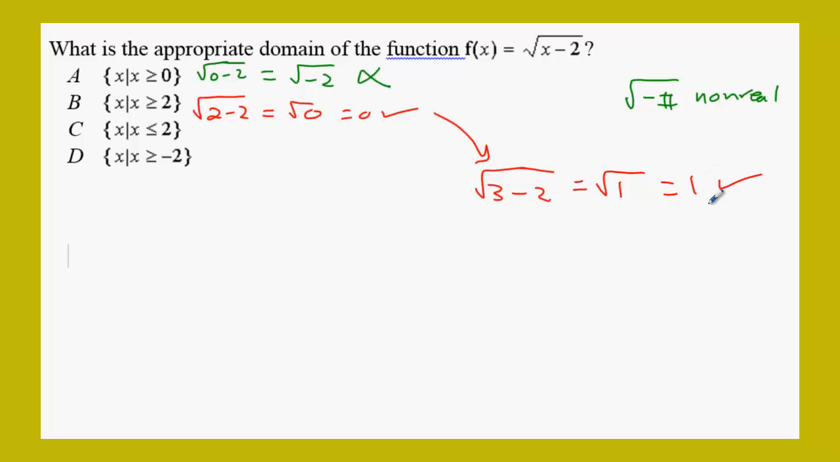It does not matter if it's a rational number or an irrational number. As long as there is a value, it's an appropriate domain. Okay, it seems B is a choice here. Let's hold B for now.